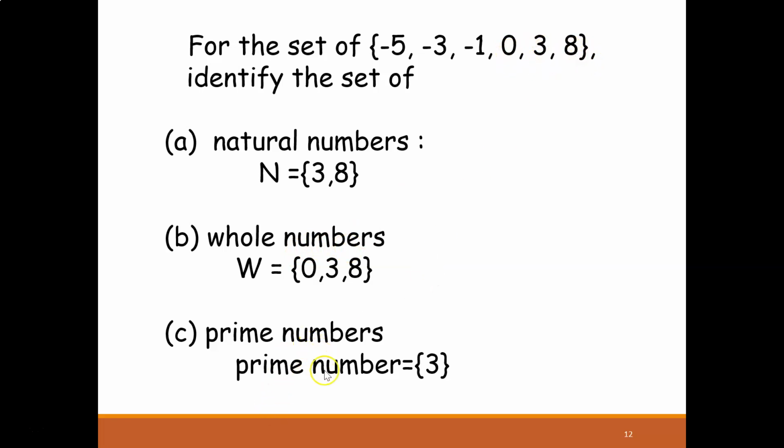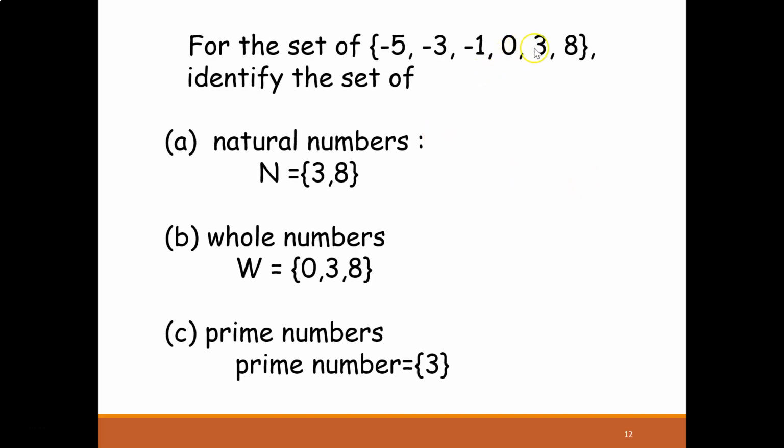And prime numbers, what does it mean by prime numbers? Just now, it must be greater than 1 and can only be divided by the number itself. So lebih besar daripada 1 dan cuma boleh dibahagi oleh nombor itu sendiri. So you have 3 over here, because 3 can only be divided by 3, and you get 3 bahagi 3, you get 1. But number 8 is not a prime number because 8 can be divided by 2, can be divided by 4. So it is not a prime number. Okay, so that is the examples of the number system.